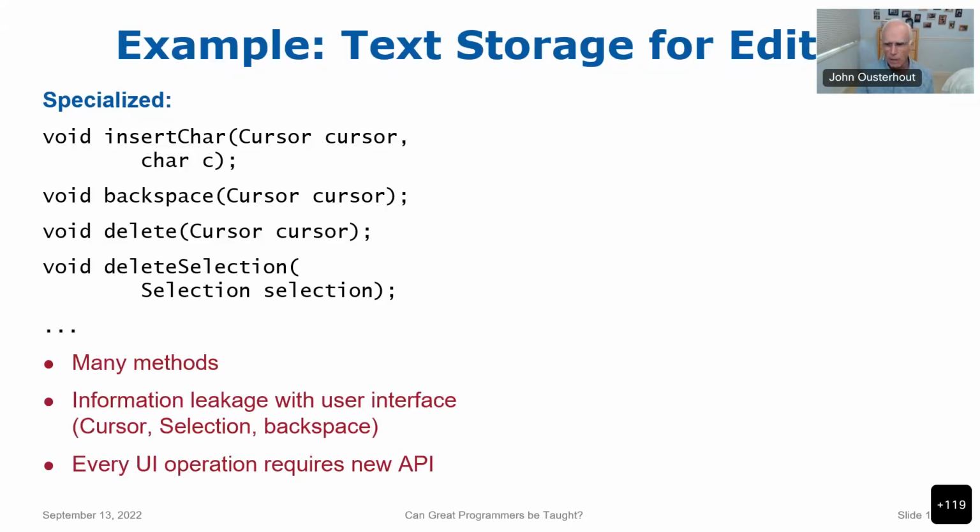The problem with this is it ends up with really complicated APIs, a lot of methods, a lot of information leakage with the user interface. For example, things like cursor and selection, which are really user interface things, are now understood and embedded in this low-level text storage mechanism. Or the idea that there's a backspace operation, which is distinct from a delete operation. Backspace deletes in one direction and delete deletes in the other direction. So there's all this information leakage. And now every time you add a new operation in the user interface, you end up adding a new API in the text storage mechanism as well. So, tremendous complexity.